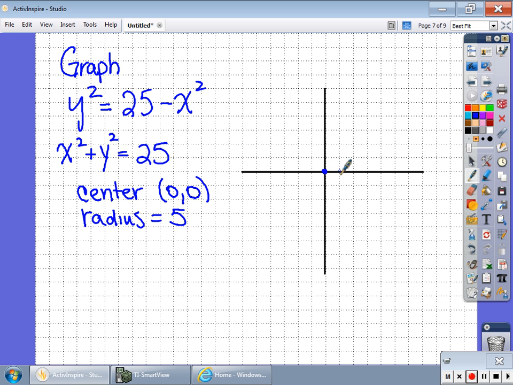And then the radius is 5 units. 1, 2, 3, 4, 5. Then 1, 2, 3, 4, 5 in each of the other directions. And I'm going to make a nice circle here as best I can.